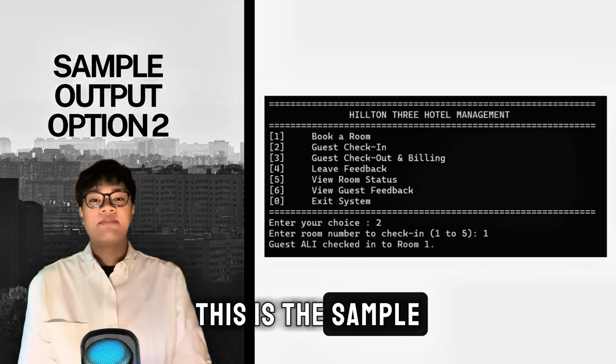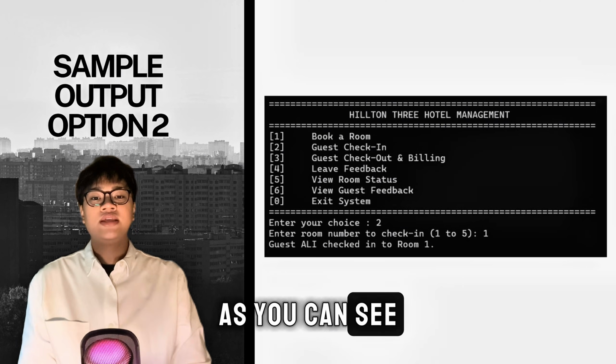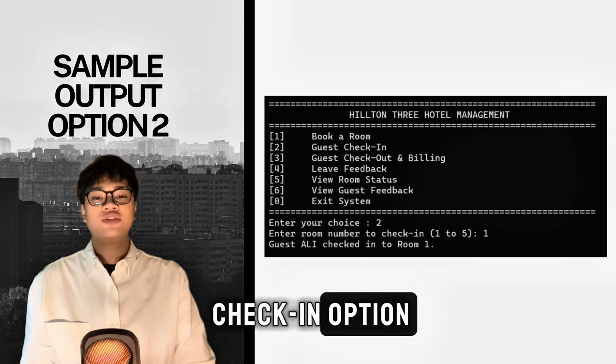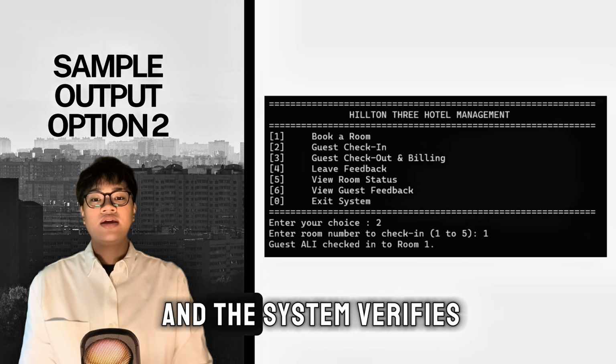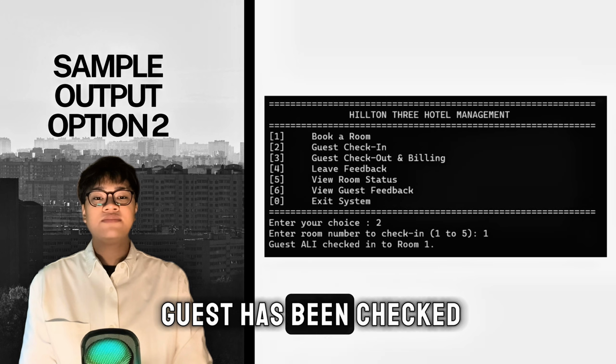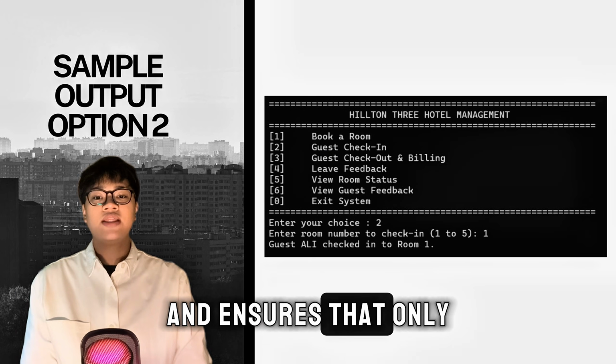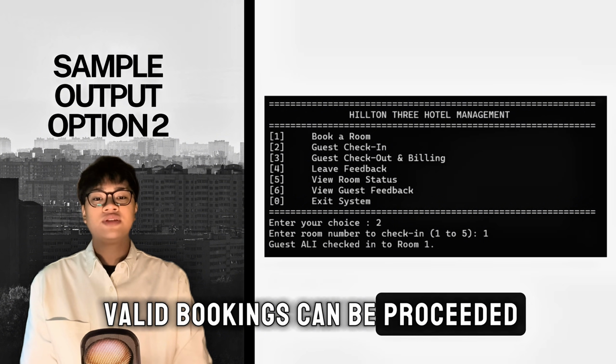This is the sample of the output when we check in. As you can see, the user selects the check-in option, enters the room number, and the system verifies the booking information before confirming that the guest has been checked in successfully. This helps prevent mistakes and ensures that only valid bookings can proceed.